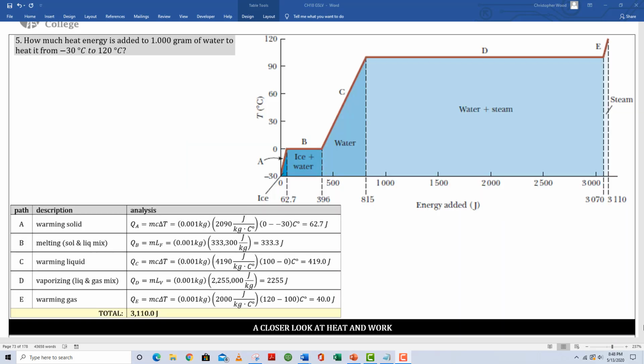Let's look at this graph in table 5. I'm starting with a 1 gram piece of ice starting at -30 degrees Celsius, and I'm adding enough heat so that it ends up as steam, which is a gas, at 120 degrees Celsius. Let's break this down into segments. Segment A, I'm adding heat to the ice and it's warming up.